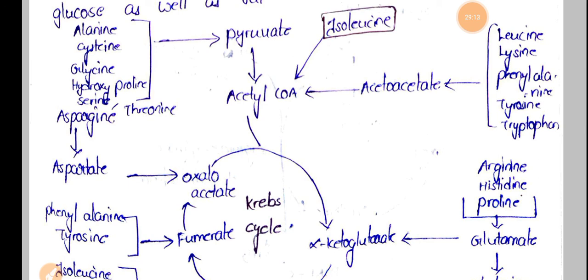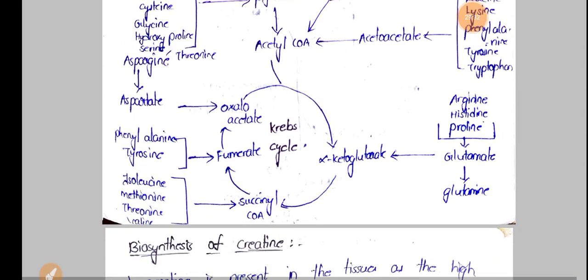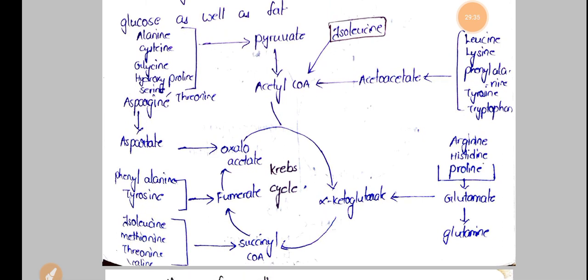In this manner, based on the end product, alanine, cysteine, glycine, hydroxyproline and serine are glycogenic amino acids, as these can be converted into the end product pyruvate. Hope you have understood about this. If you see the diagram, arginine, histidine and proline are converted into alpha ketoglutarate, which is an intermediate of Krebs cycle, and aspartate is converted into oxaloacetate, and phenylalanine and tyrosine are converted into fumarate. Isoleucine, methionine, threonine and valine are converted into succinyl-CoA. So these are the intermediates of the TCA cycle.